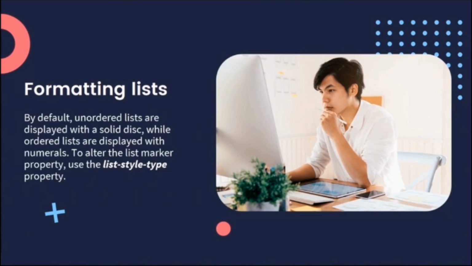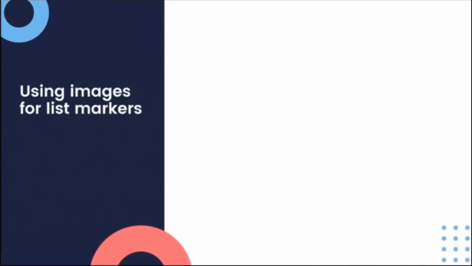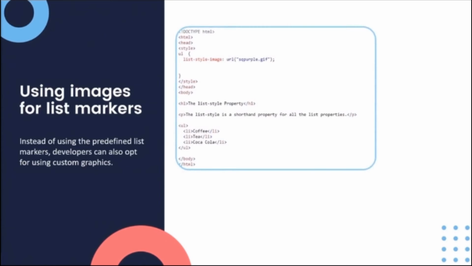So to alter this, if we want to style our navigation bar by removing the disk, we have to call the list-style-type property. Okay, that's extremely important. Now, here is a typical example of how we can use images to style our navigation bar or even just format our lists. And essentially, instead of using the predefined list markers, like our disks, for example, software developers or web developers can also opt for graphics. And this includes things like images, icons, as well as GIFs. Okay, and here is a typical example of what that code would look like.